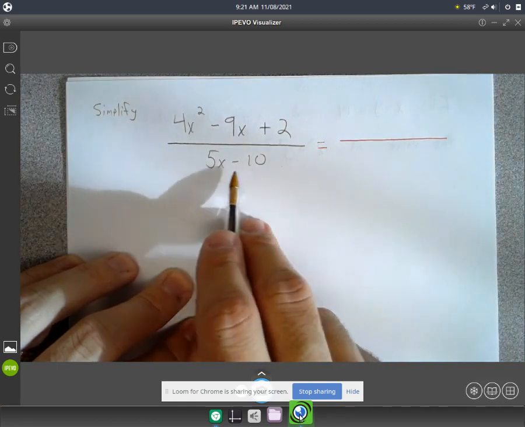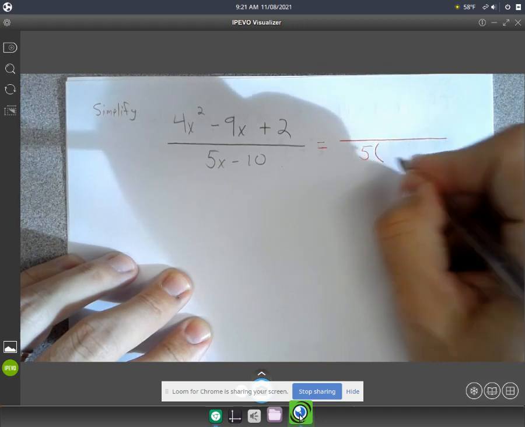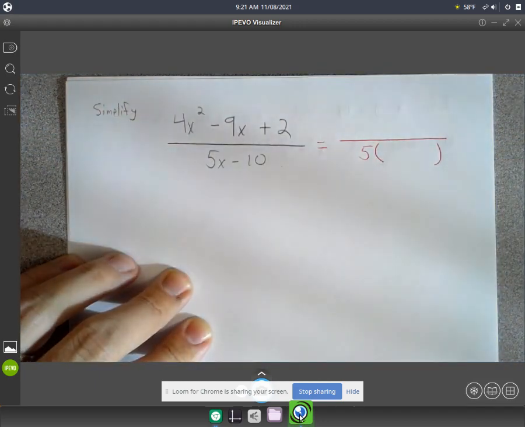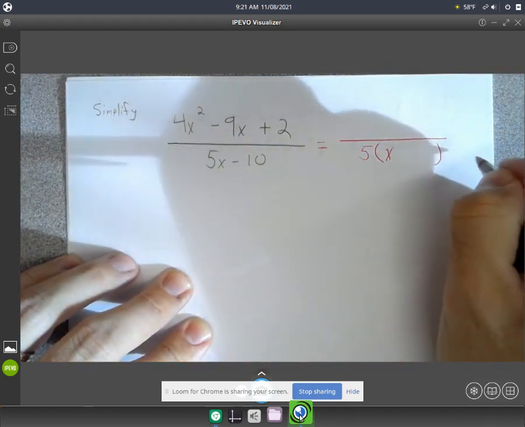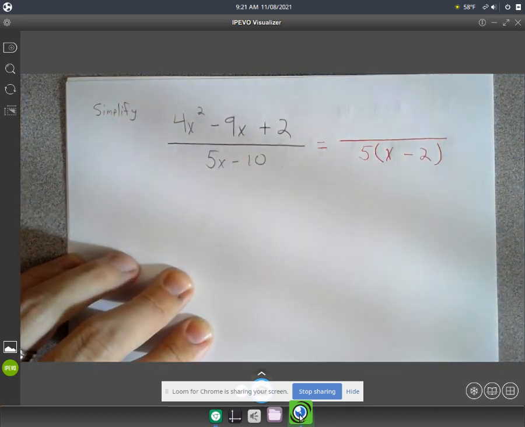On the bottom, this one's kind of easy. This is just a GCF. They have a 5 in common, and so I'm going to factor out a 5. The inside would be an x and a minus 2. So I'm just dividing those two by 5.